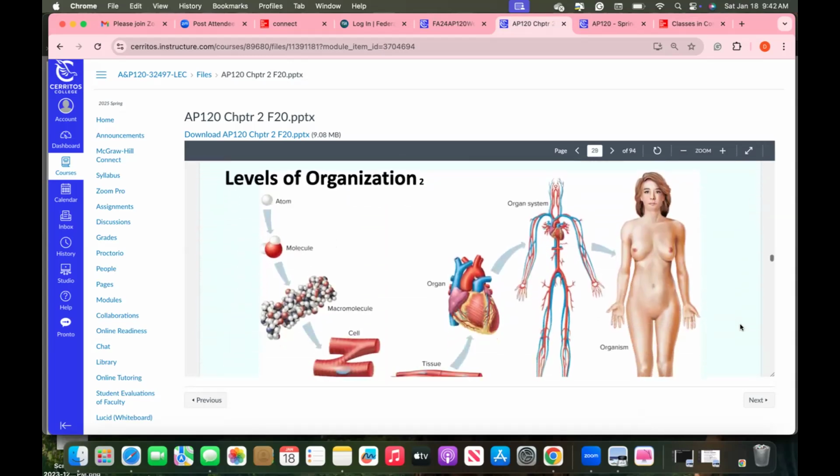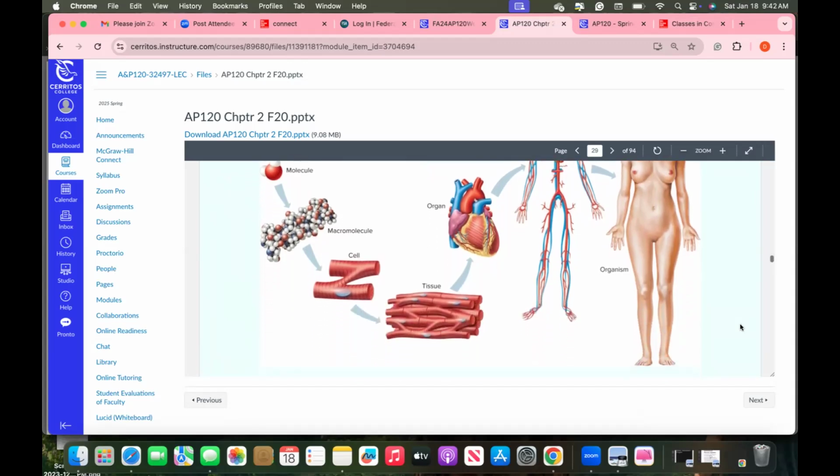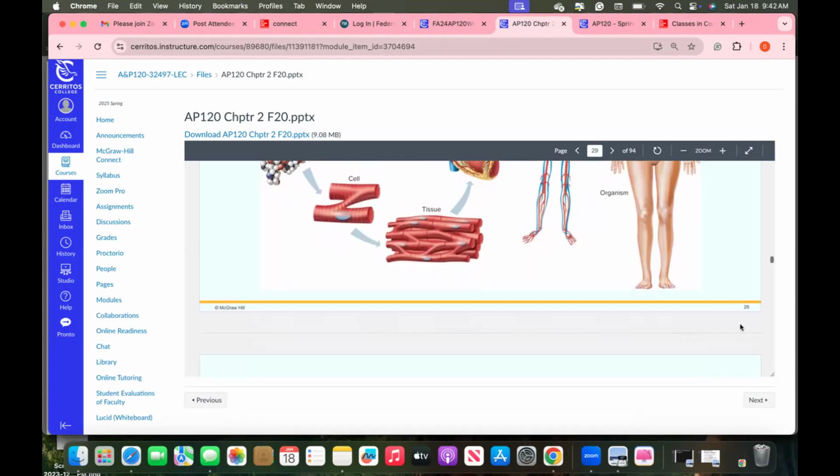So now she's putting it all together. You have the atom, the molecule, the macromolecule that builds the cells. Cells come together and make tissues. Tissues make organs. Organs make organ systems. And a group of organ systems make an organism like you, for example. You have different organ systems in your body. That's how that works.